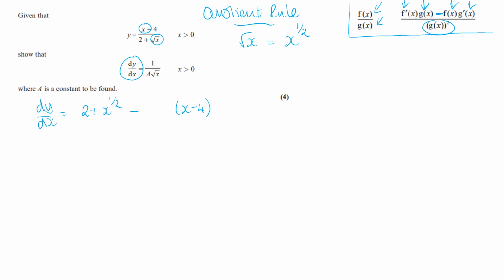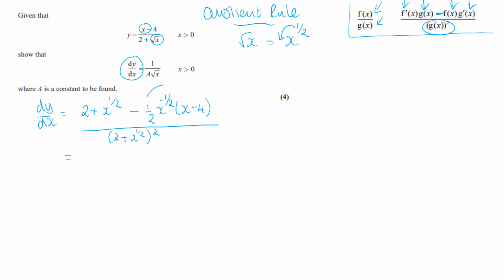Now the 2 is going to go out. When we differentiate x to the half, we're going to bring the power down and take 1 off. So that's going to be half x to the minus a half. And I've just written that in front so that it's easier to multiply it into that bracket. And then we're going to divide by the bottom squared, which is 2 plus x to the half all squared.